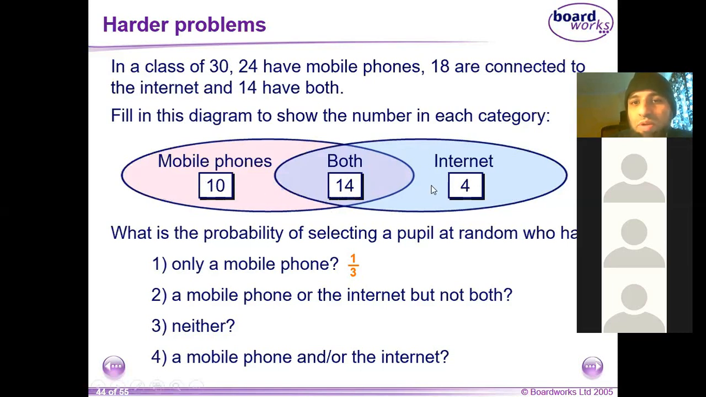If you add them together, it means 28 people altogether have something, yeah? But that means there's 2 left out of 30 that have nothing. So 2 out of 30 is 1 out of 15. Does that make sense? Okay. Everyone okay with that?